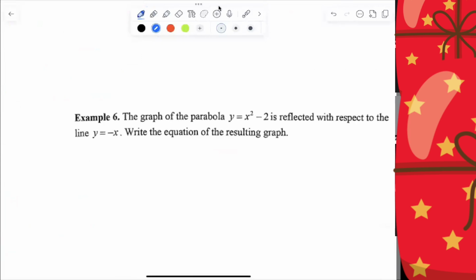Now 6 might be a bit harder. The graph of the problem is y equals x squared minus 2. We reflect with respect to y equals negative x. Write the equation of the resulting graph. It's actually pretty hard, so I'll give you 15 minutes.